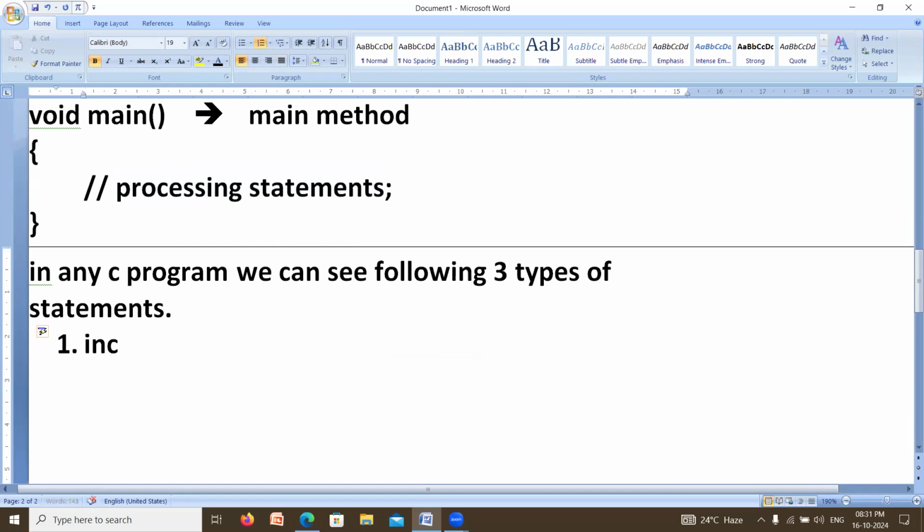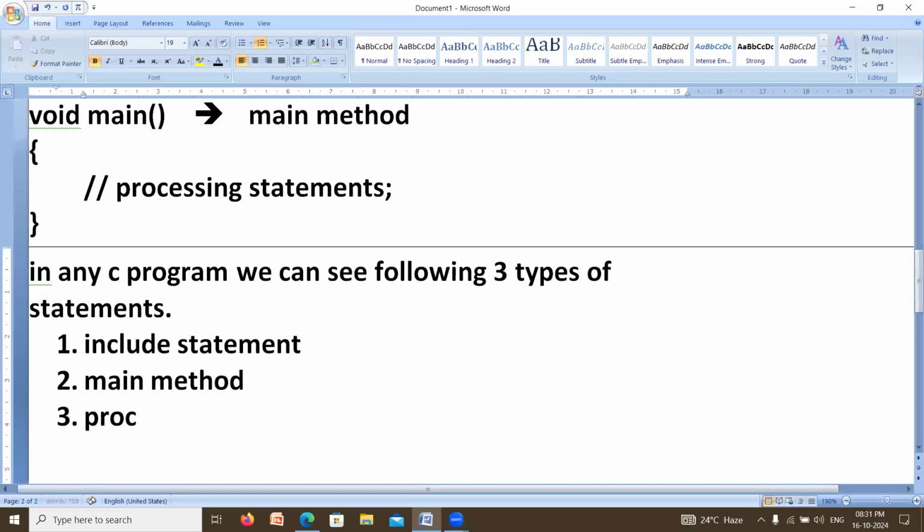First one is include statement. You can see it is compulsory. Main method, it is also compulsory. Processing statements, it is also compulsory. So in any program, we can see these three parts.